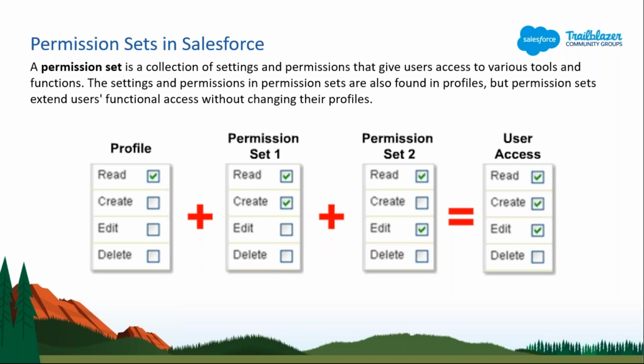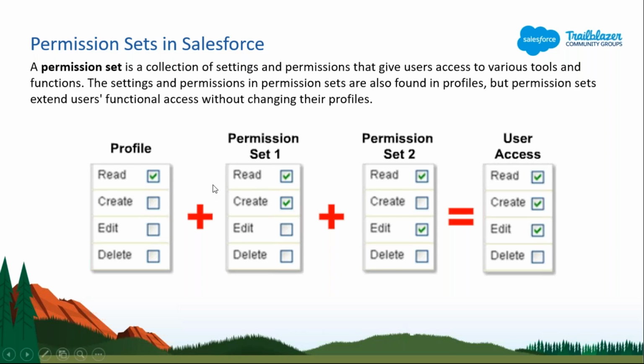So we can't do that via the profile, but we can create a permission set and give more access to those three users. Here you can see in this picture. We have a profile, and let's say we have given the account object access, read access only, in the profile.